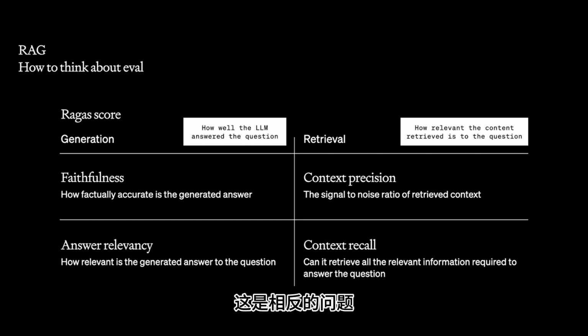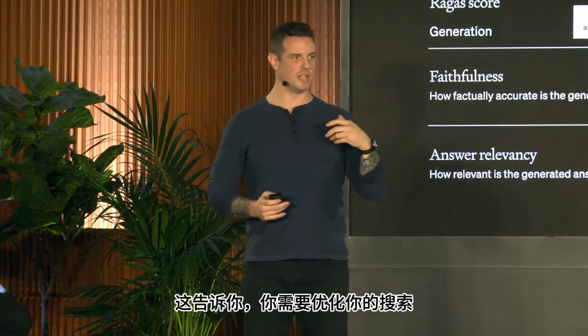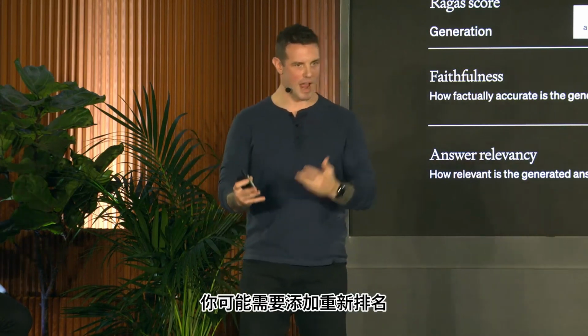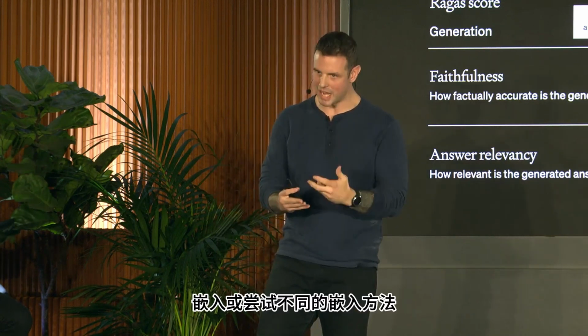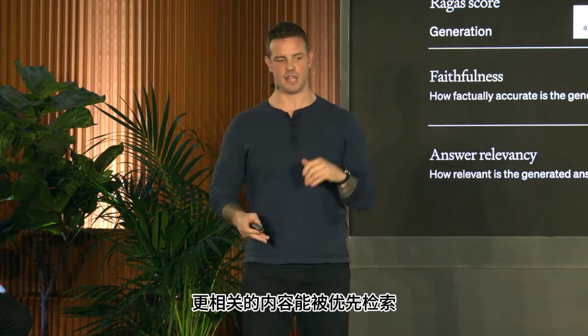So this is the opposite problem. Do we have a search, and the stuff that it's pushing to the top and we're actually putting in the context window, is it actually answering the question? If this is very low, this tells you that you need to optimize your search. You might need to add re-ranking. You might need to fine-tune your embeddings or try different embeddings to actually surface the more relevant content for it.